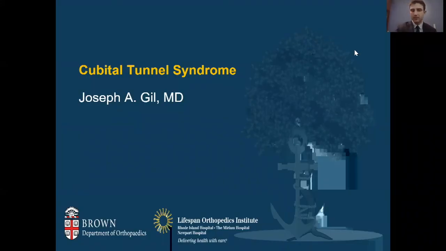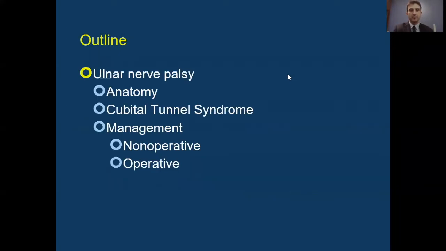I'll talk about the symptoms that show up with this diagnosis, how we diagnose it, and how we take care of it. So let's get started here. Again, cubital tunnel syndrome is nerve compression of the ulnar nerve at the elbow. We'll talk more about the anatomy of the ulnar nerve, what cubital tunnel syndrome is exactly, and what causes it, and how we diagnose it, and how we take care of this problem, both non-operatively and operatively.